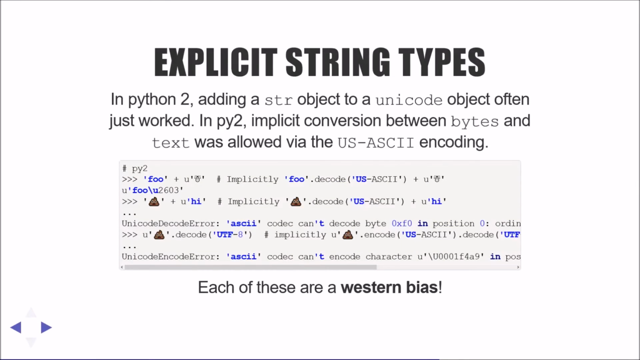Next, let's talk again about string types. In Python 2, adding a str object to a Unicode object often just worked. This happened because Python 2 would implicitly convert between the two types using the ASCII encoding. This often led to code where it would work under test because the developer did not necessarily consider other locales, but would explode spectacularly in production.